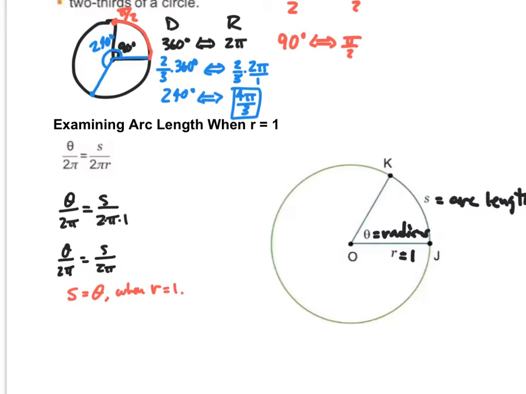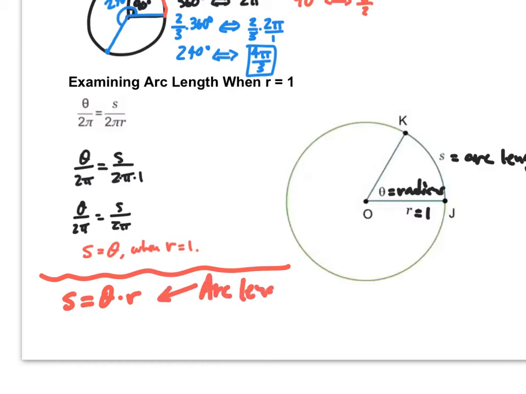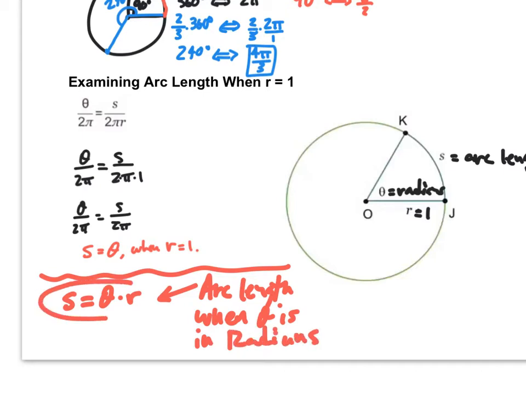So let's explore just a little bit further what this means. What can we conclude from this? My arc length s is equal to theta when my radius is 1. So we actually have this formula where my arc length s is equal to theta times your radius. This is what we'll use to solve for arc length. This is the formula for arc length when theta is in radians. This is really important that we have this written down.